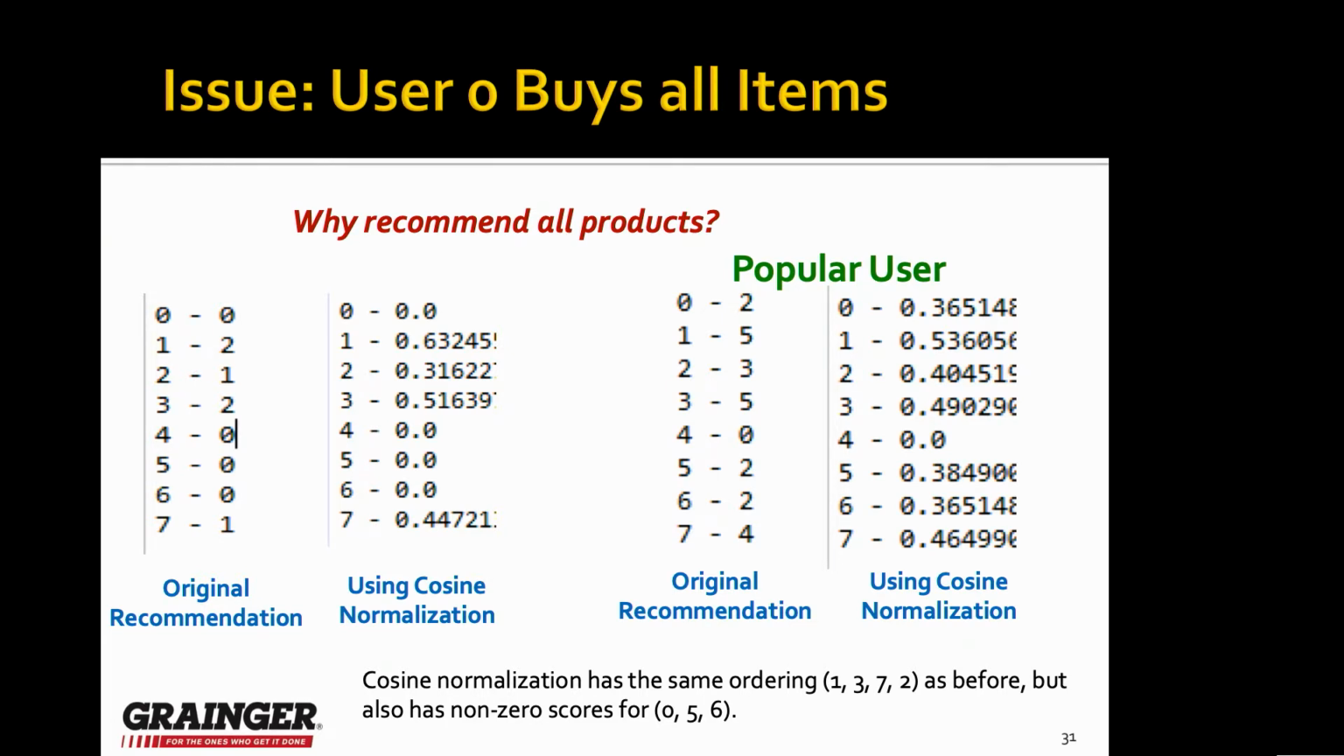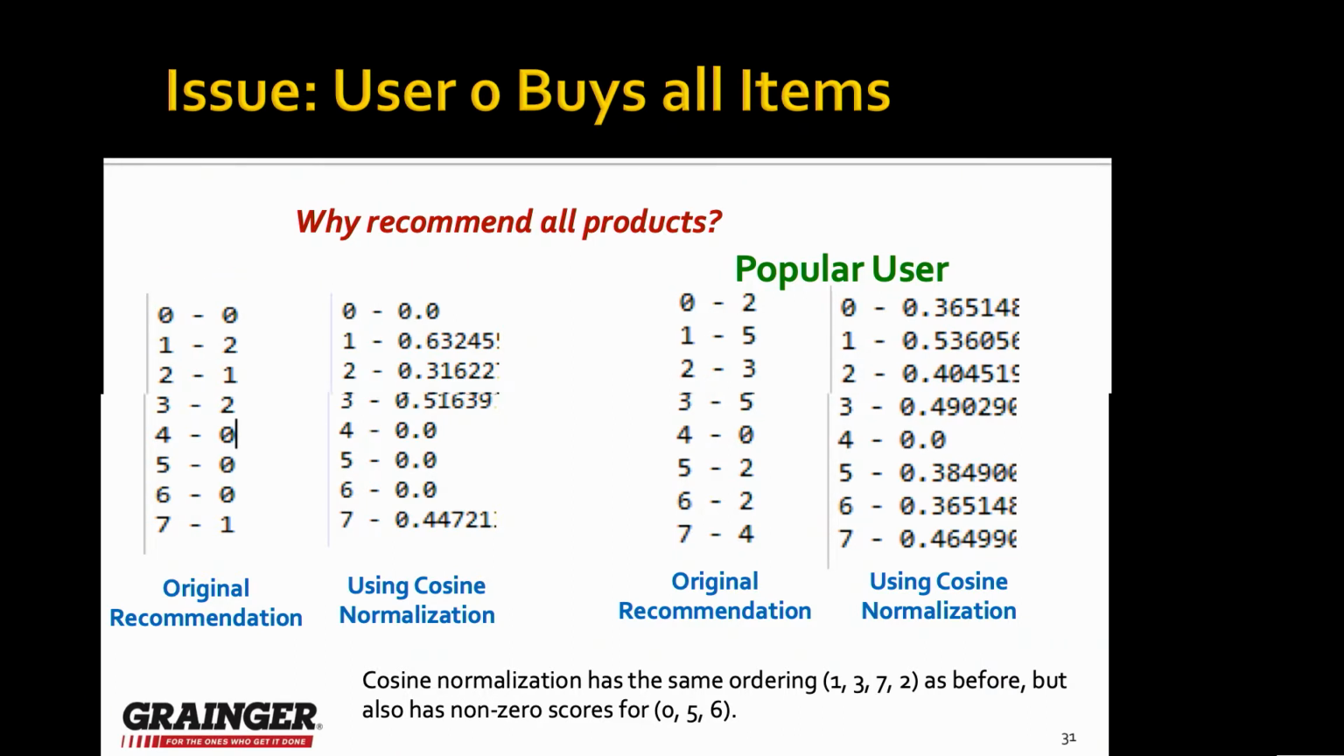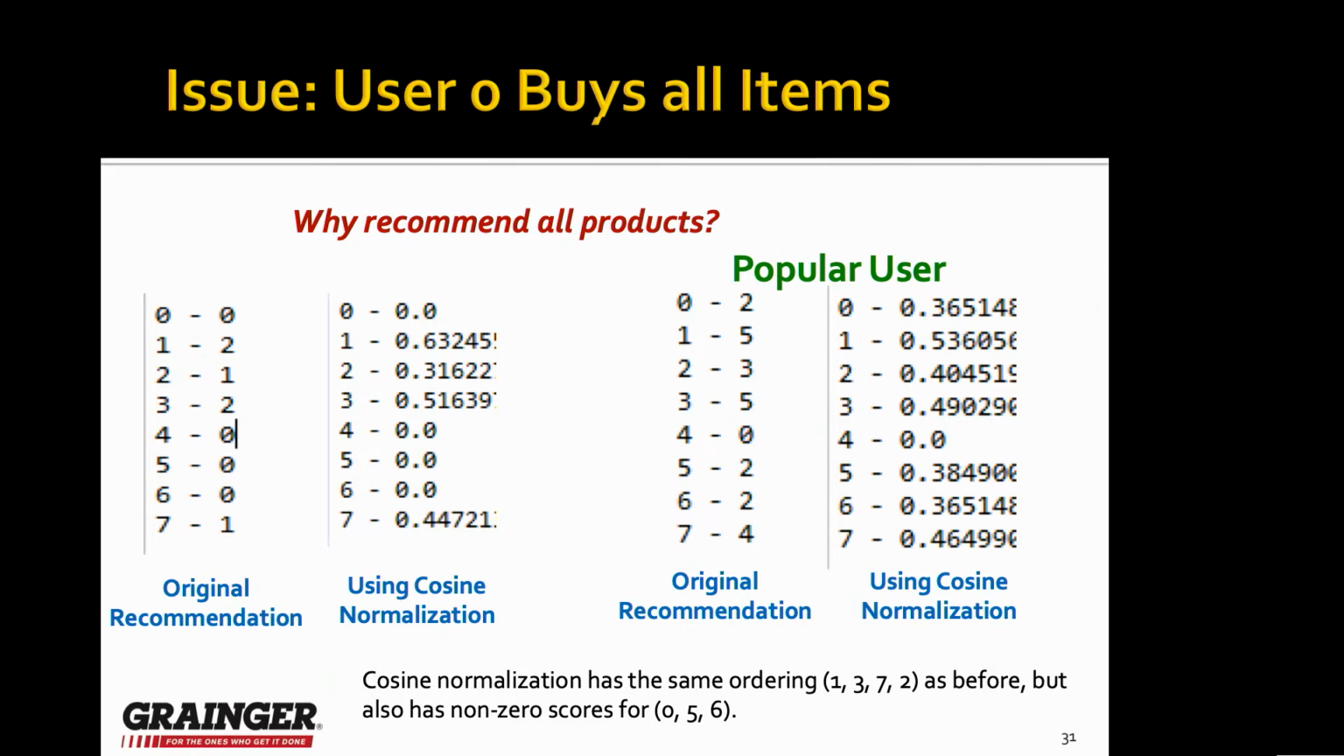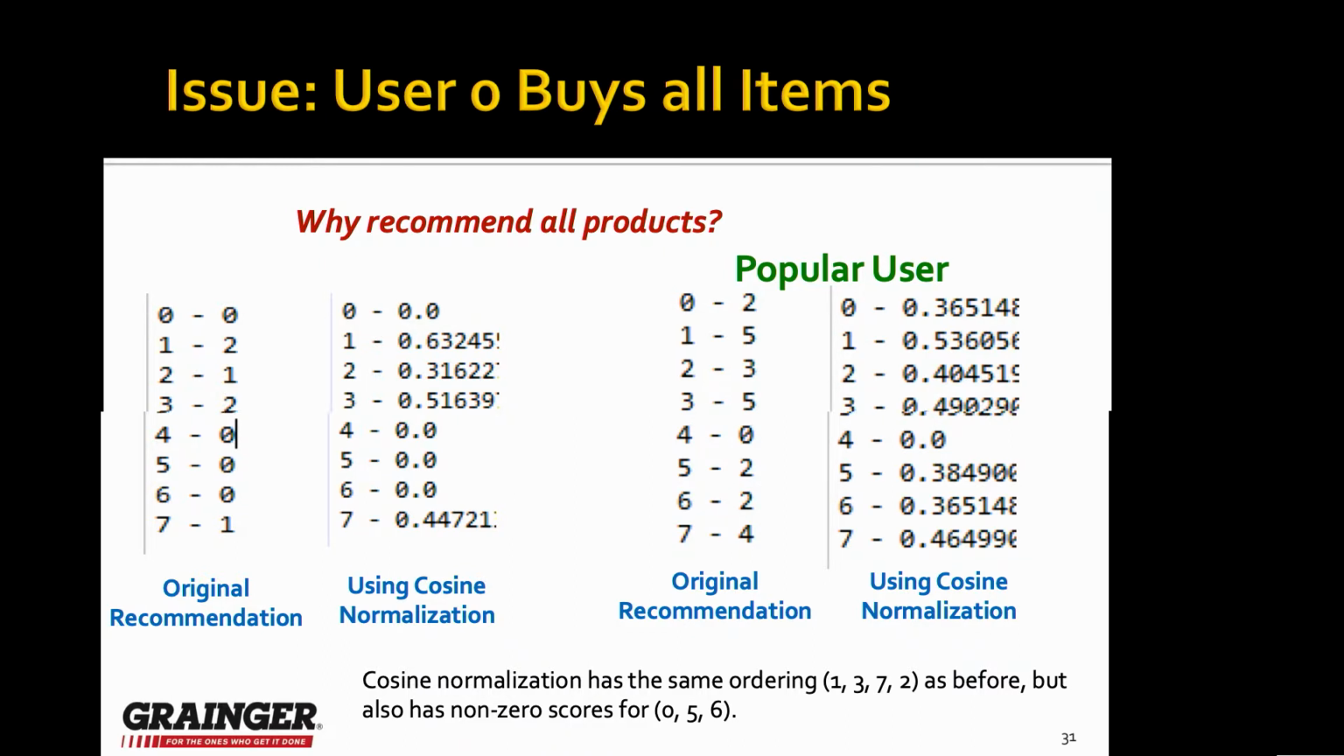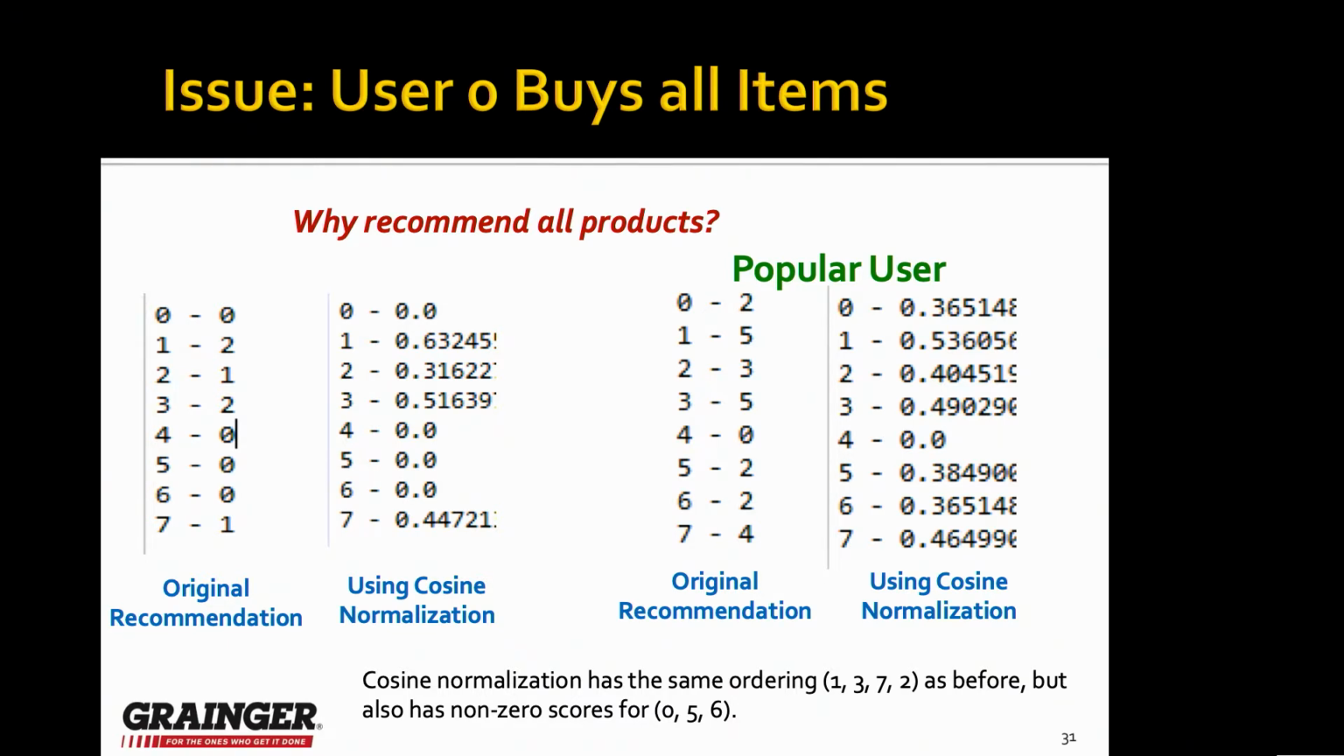So again, we take a look at what's happening here on the popular user. The original recommendation now shows that everything is being recommended. Everything has a non-zero score, except for 4 because we zeroed that out. But if we cosine normalize this again, notice we have the same ordering of 1, 3, 7, and 2. We also have non-zero scores for the other one. However, they're not very high in the priority list. So again, the cosine normalization did kind of normalize out some of these data skews that we've been seeing. Again, very important for the normalization.